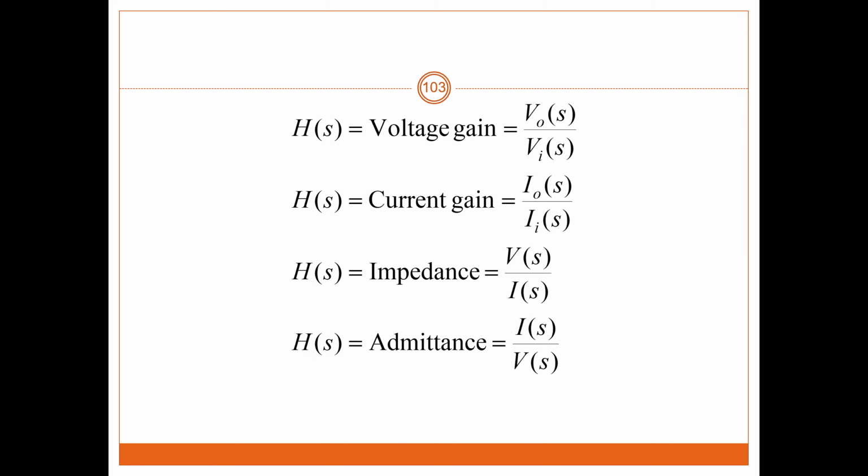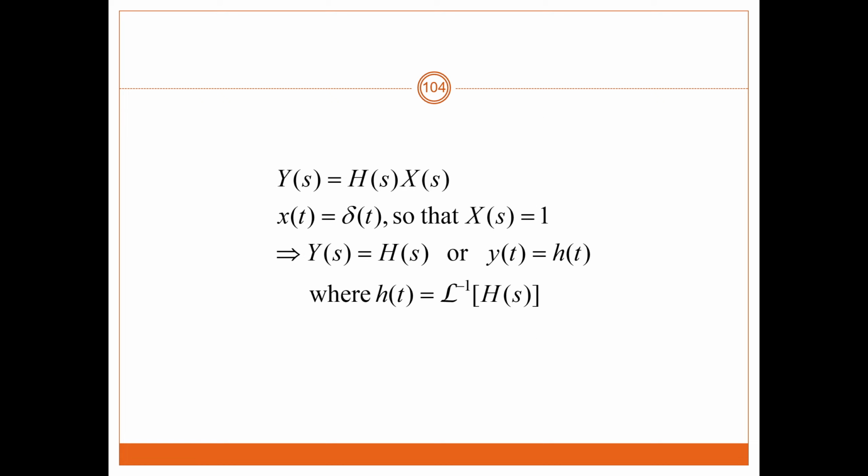It can be voltage gain, where V out divided by V in, or a current gain, I out divided by input I, or impedance, V divided by I, or admittance, the inverse, 1 over that. Okay, so this is the condition. If the input is delta(t), X(s) will become only 1, so the output will become H(s), the impulse function h(t).